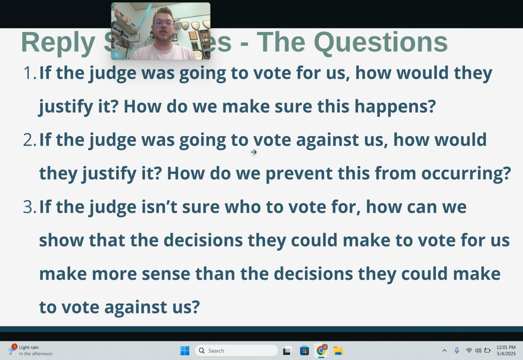There are 3 main things you want to ask yourself. First, if the judge was going to vote for us, how would they justify it, and how do we make sure this is what happens in the round? Second, if the judge was going to vote against us, how would they justify it, and how do we prevent this from happening? Third, if the judge isn't sure who to vote for, how can we show that the decisions they make to vote for us make more sense than the decisions they could make to vote against us? And if you ask yourself those 3 things and get good at answering those questions correctly, then you will be a great reply speaker.